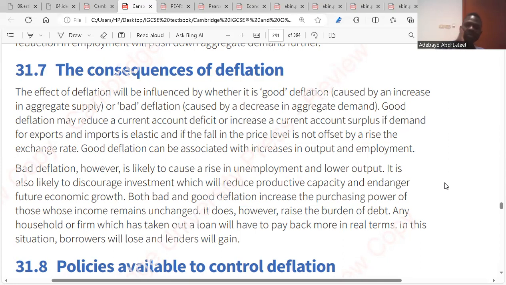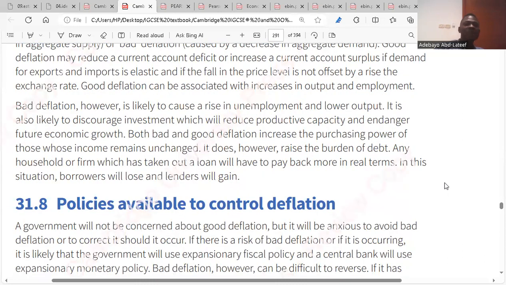That is the point they are making, because good deflation means that employment might increase and output is increasing. Clear? Bad deflation, however, is likely to cause a rise in unemployment and lower output. And this will discourage investment because revenue would fall, so there's no tendency for firms to be making profit. That would increase the debt in the economy.